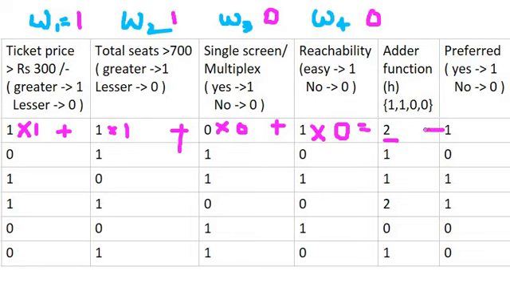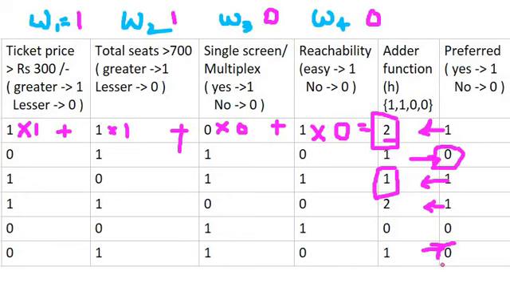Here we can see that the output 1 corresponds to 2 here, and 1 here, and 2 again here. Now let us assume that if the adder function value is 2 or 1, then the corresponding output will be 1. But what about this case? Here also the adder function value is 1, and here also, but the corresponding output here is 0. So we cannot use these weights.